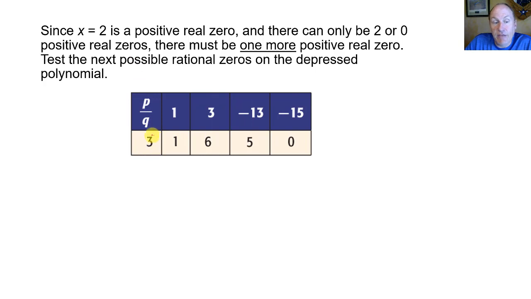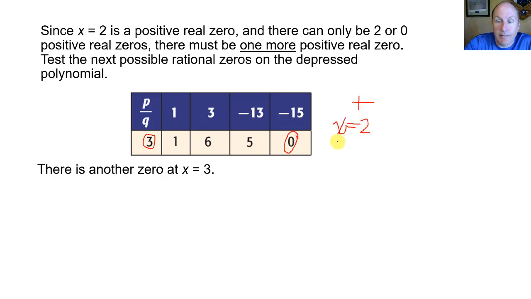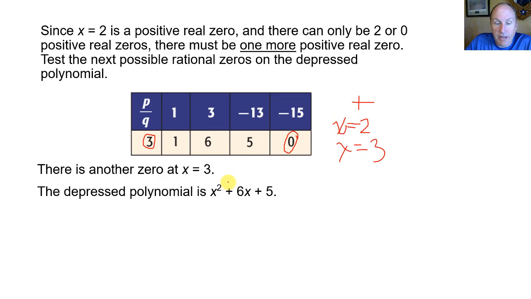We're lucky enough that positive 3 is actually the next zero, by putting it into the depressed polynomial. So we've got our two positive zeros now. Our positive zeros are at x equals 2 and x equals 3. All we have to do now really is divide. If we divide out the x minus 3 from this depressed polynomial, we get another polynomial that's even shorter: x squared plus 6x plus 5.